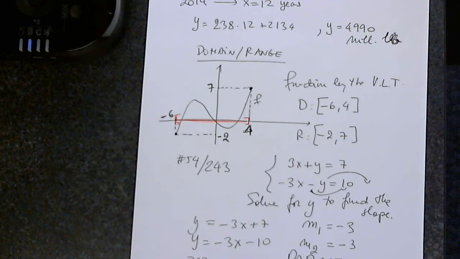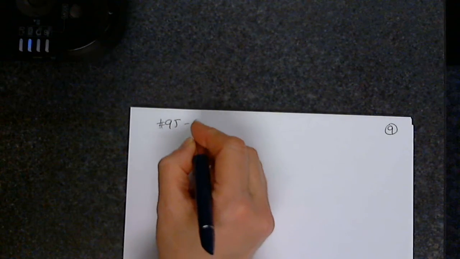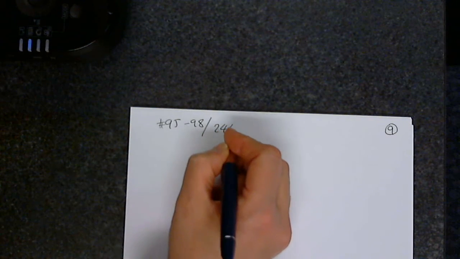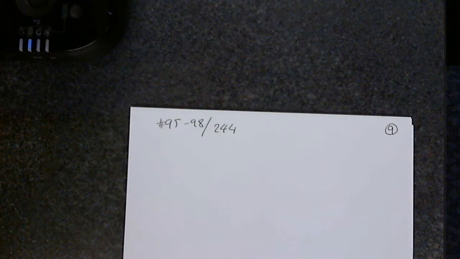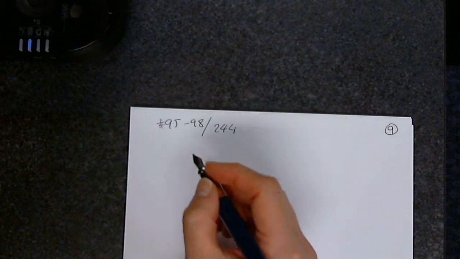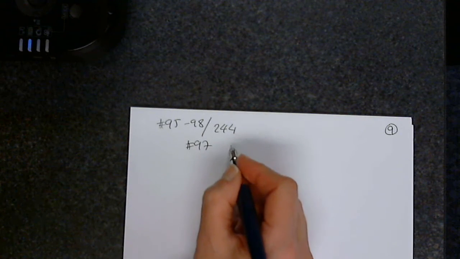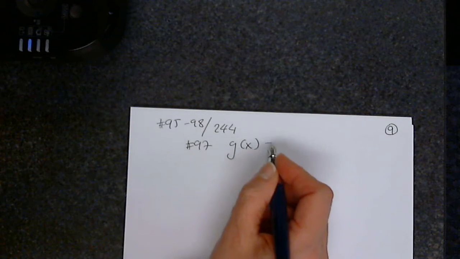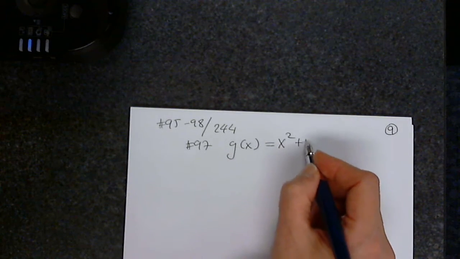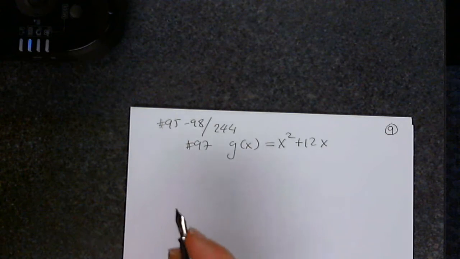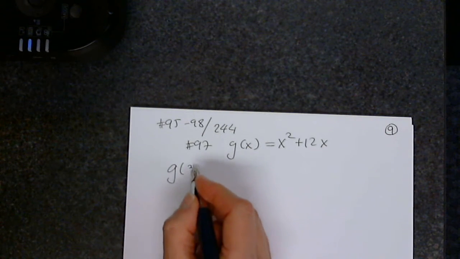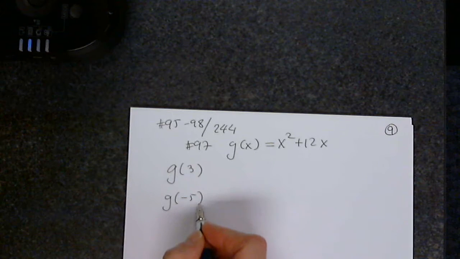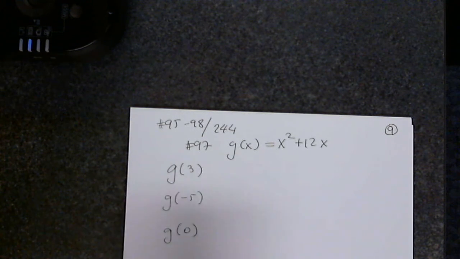Let's say we are given a function. I'm looking at problems 95 through 98 on page 244. And let's say I'm going to choose 97. There is a function denoted by g of x, which is x squared plus 12x. And they're asking us to find g of 3, g of negative 5, and g of 0.